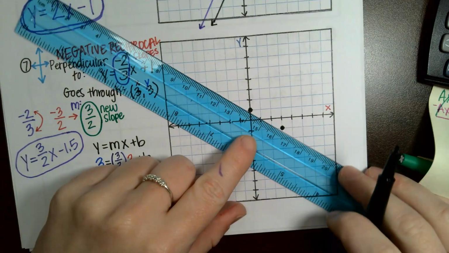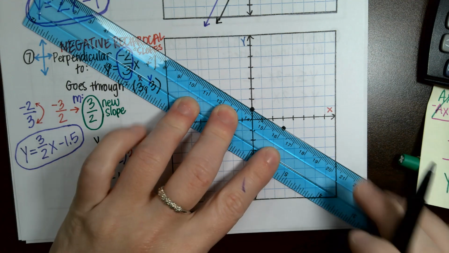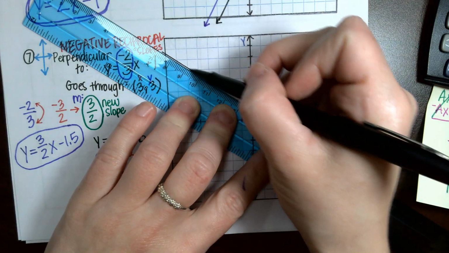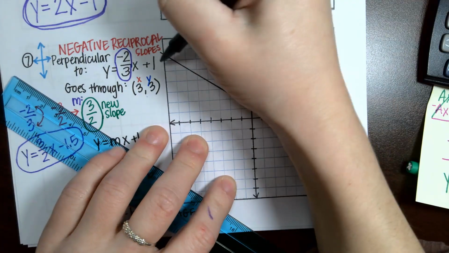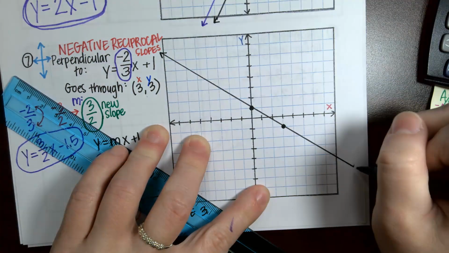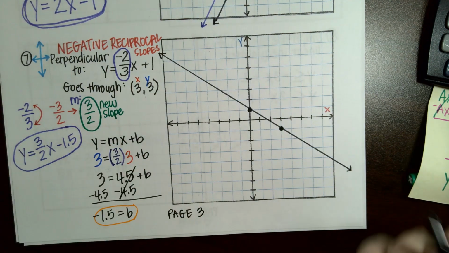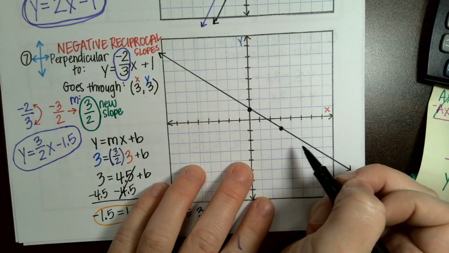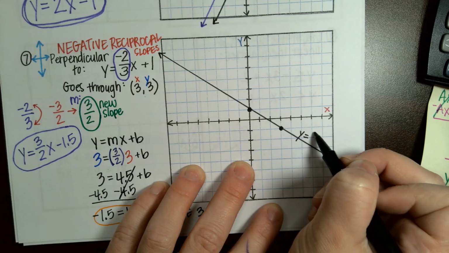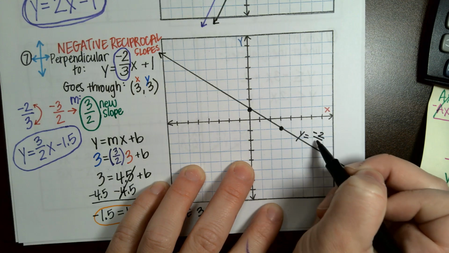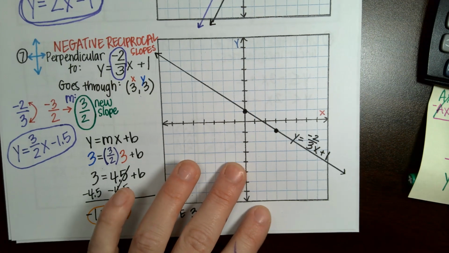Okay, and I'm going to connect my dots here. And again, guys, please stop me if I'm going too fast, or if you want me to repeat something or explain how I got something. I don't want you to feel lost or be left behind if I am going too quick. Okay, so that's our original line. Let's label that: y equals negative 2 over 3x plus 1.